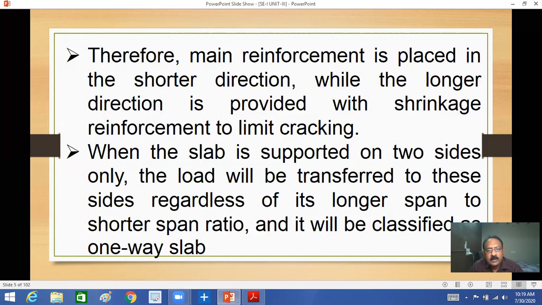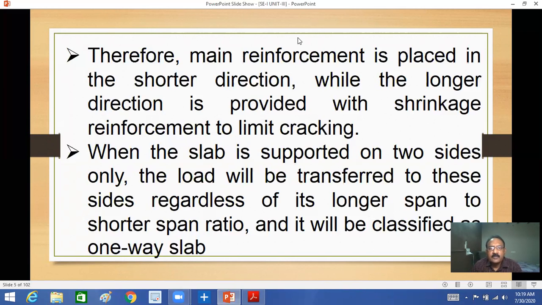When the slab is supported on two sides only, the load will be transferred to these sides regardless of its longer span to shorter span ratio. It will be classified as a one-way slab. The load will transfer only to the longer span beams; we won't consider shorter span beams. When the slab is supported on two supports, I will show you the figures. The load will distribute half to one side, half to the other side.